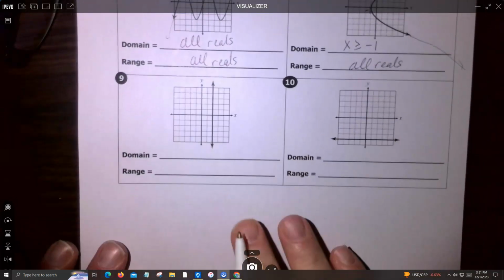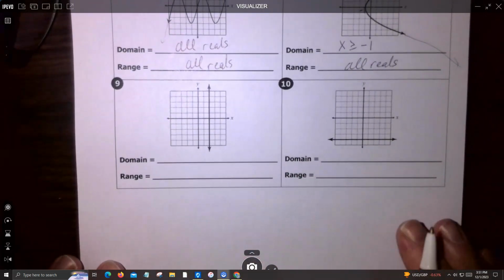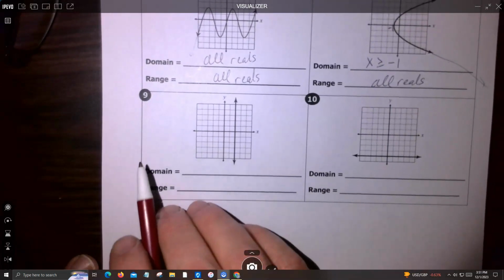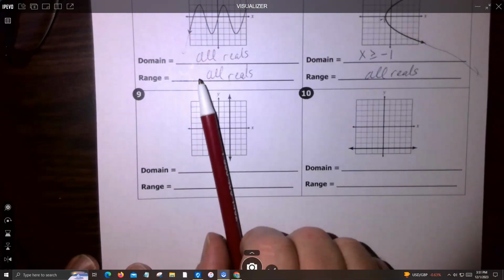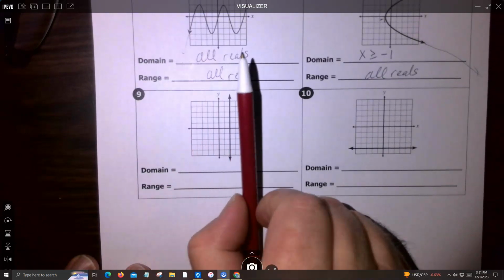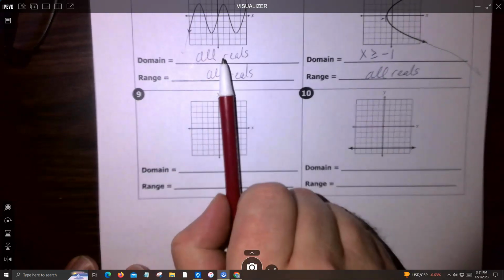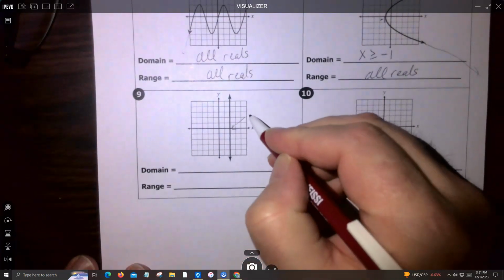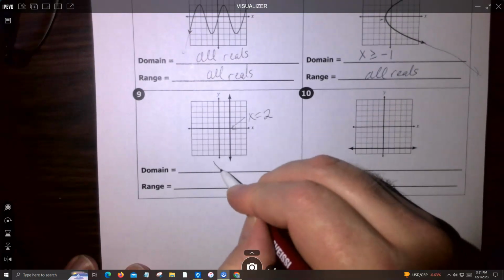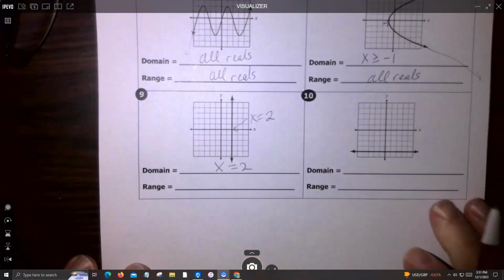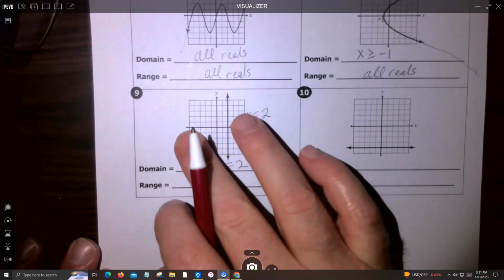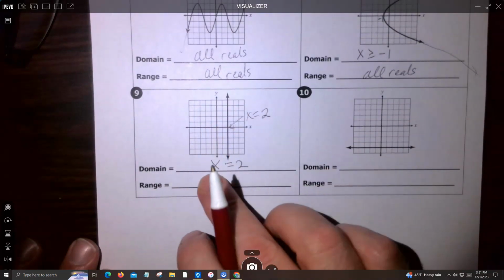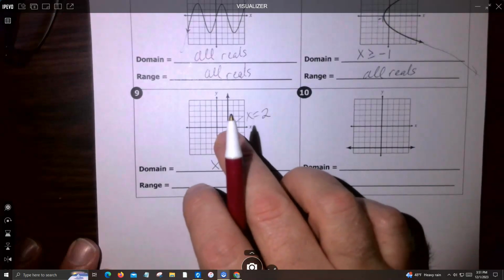All right, last two. This one I kind of talked about on the front. Didn't know I had an example, but I'll make sure I now have it in writing. Okay, so when I do my domain on this one, there's no graph here, and there's no graph here, and there's only a graph right at this exact point. This is when x equals 2. Well, that's the only x you're allowed to pick from. There's no other x's, so x can only be 2. It's not an inequality, it's an equals.